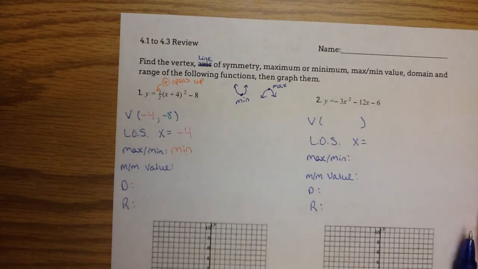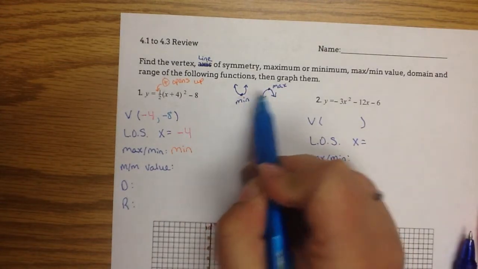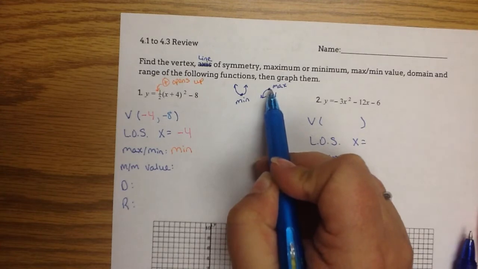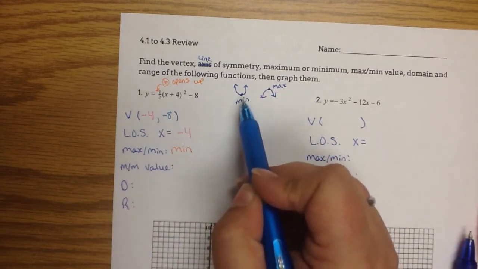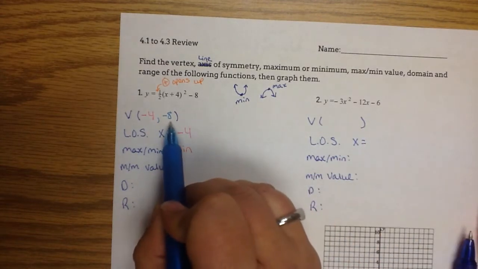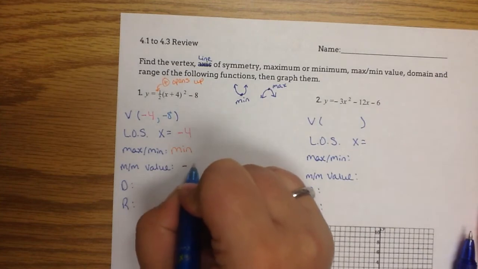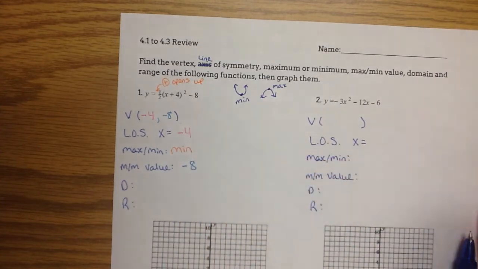Then it wants to know the value of the maximum or minimum. Well, the value of the maximum and minimum will always be your vertex. So since I'm talking about the value of it, I will get that from your vertex. When I'm talking about min and max, I'm talking about up and down. The y is what takes us up and down, so my minimum and maximum value will always be the y value of my vertex. So those two will always match.